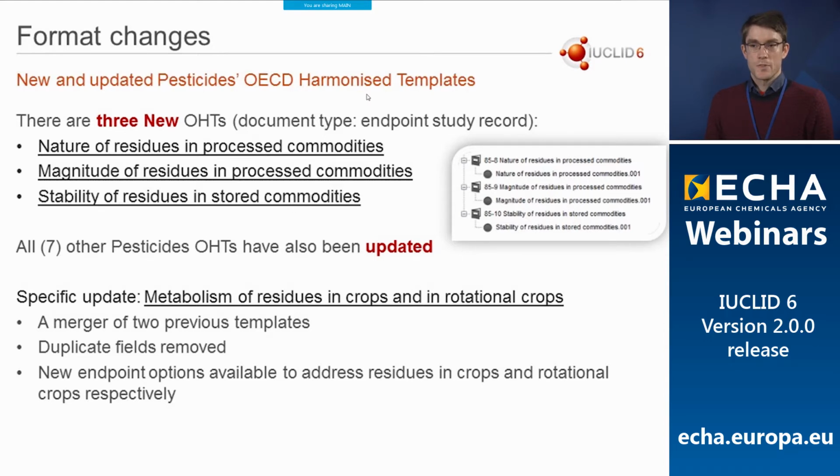For your information, there's been a merger of one particular OHT, metabolism of residues in crops and in rotational crops. Previously in version 130 of Euclid, this was 85.3a and 85.3b, but now these have been merged to 85.3. In this merger, the duplicate fields have been removed, and there are new endpoint options available to address the residues in crops and rotational crops respectively.